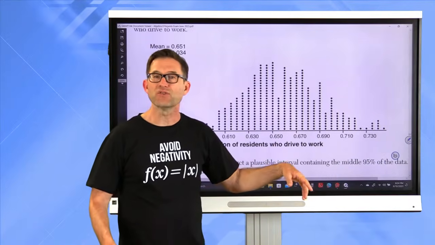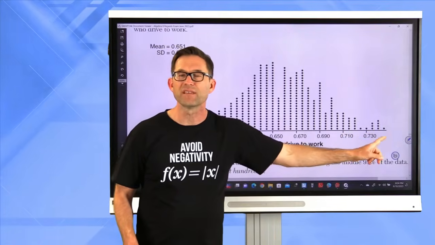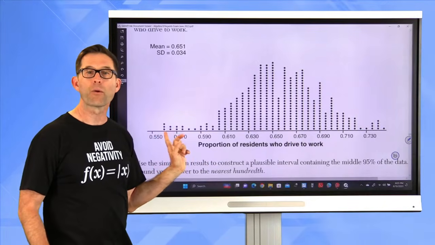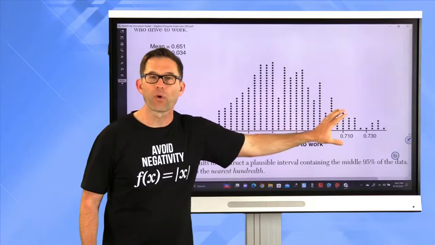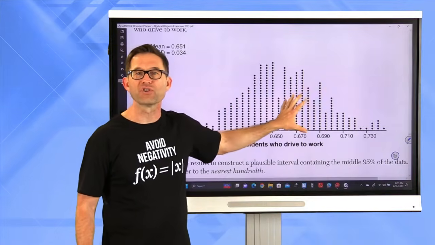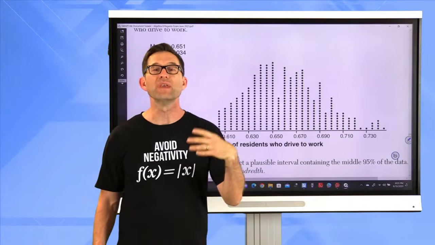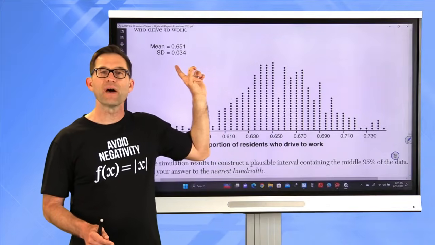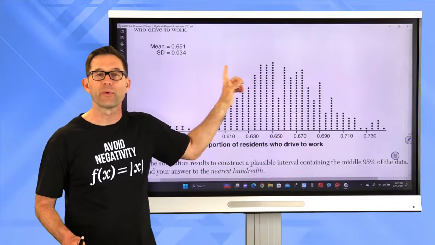But you can see that just by chance alone, there were some proportions in the 73% range driving to work, and there were some proportions way down here where barely over half of the people drove to work. Now, after they ran those 400 simulations, they then found the average of all the proportions, and that was 0.651. Notice how close that average is to the assumed proportion of the population, 0.65. But they also found the standard deviation of all these simulations, and that was 0.034.